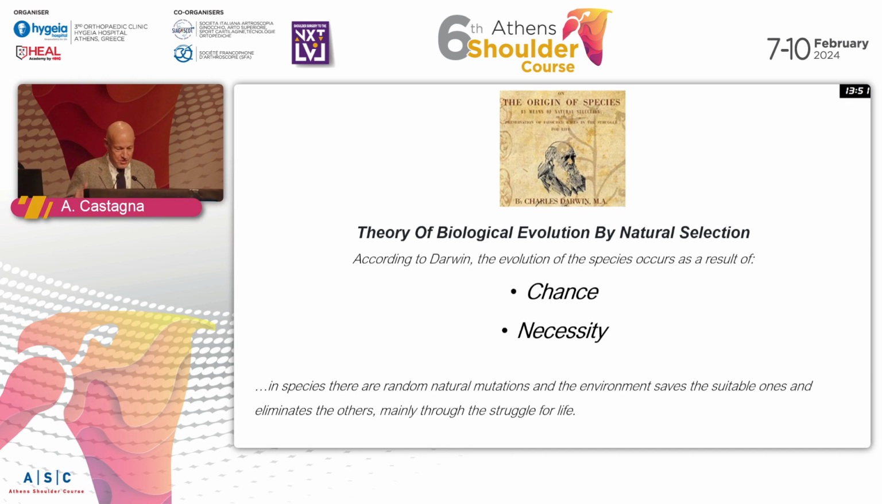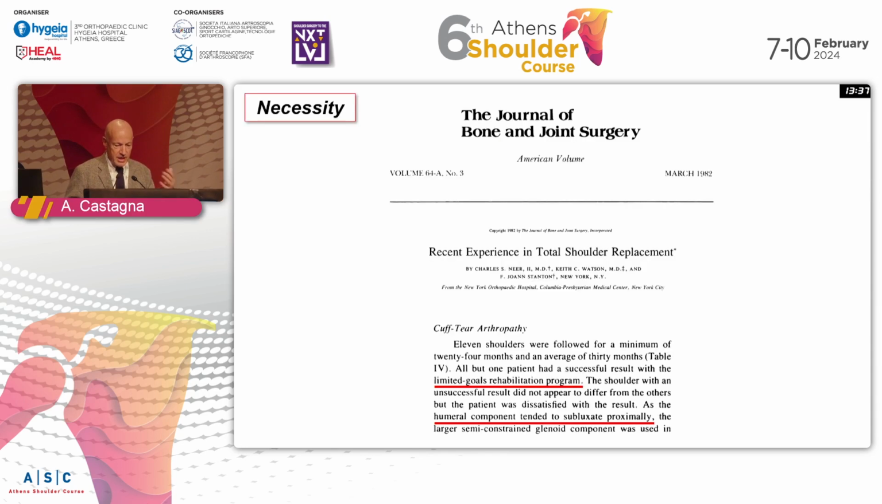Because even in nature, in species there are random natural mutations, and the environment saves the suitable ones and eliminates the others, mainly through the struggle of life. So survivorship is related to this kind of adaptability.